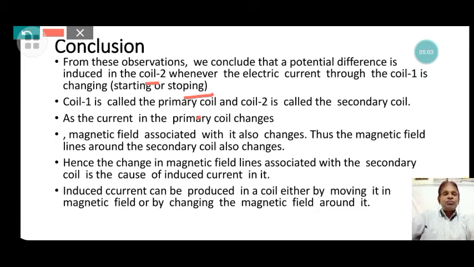Induced current can be produced in a coil either by moving it in a magnetic field or by changing the magnetic field around it. That is the conclusion of this experiment. This experiment was demonstrated by Michael Faraday.